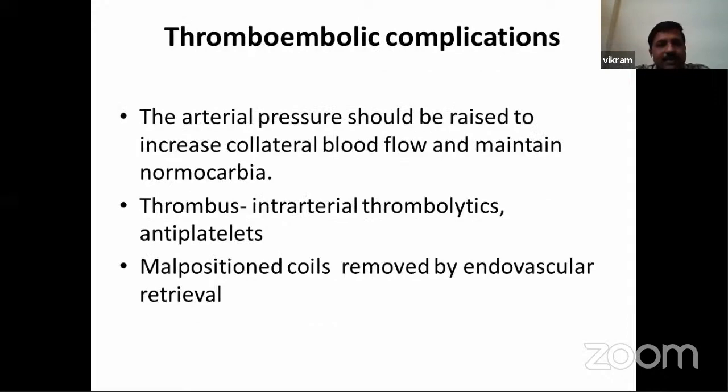In thromboembolic complications, the pressures have to be kept on a higher side so that it increases the collateral blood flow, and also try to maintain normocardia. Thrombus can be dealt with by the radiologist by injecting intraarterial thrombolytics and antiplatelets, and malpositioned coils can be removed by endovascular retrieval.